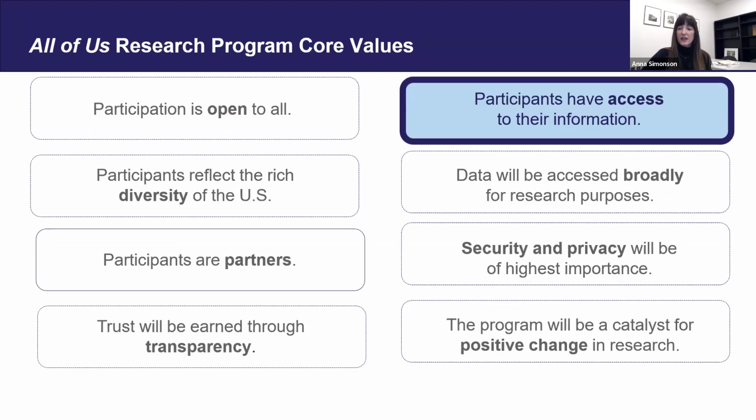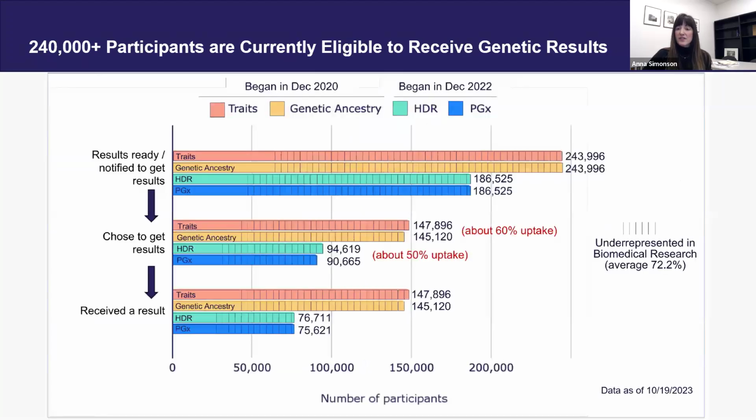So the fifth core value is really critical to the program, so I've singled it out here, which is that participants have access to their information, and this really makes the program quite unique. So one example of this is how the program deals with the genetic information that they collect from participants. So participants can receive the results pertaining to their genetic ancestry and traits, information about medicine and their DNA report, as well as their hereditary disease risk report.